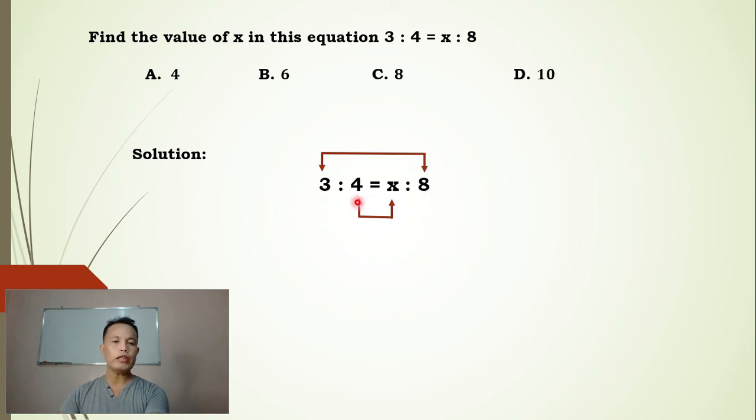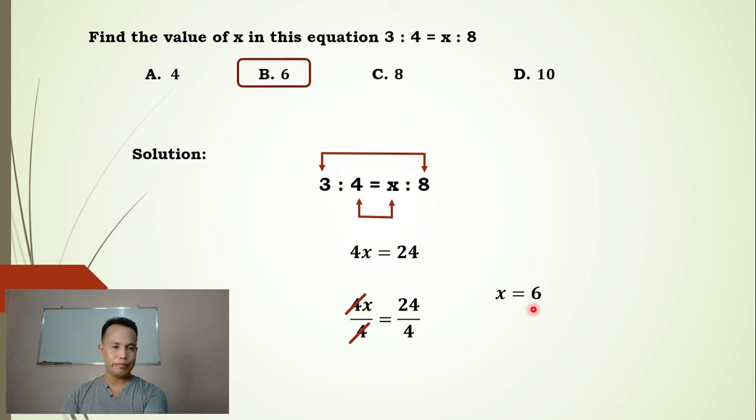When we multiply, 4 times x is 4x, and 3 times 8 is equal to 24. Since we are going to solve for the value of x, we divide both sides of the equation by 4 to eliminate the 4 as the coefficient of x. We cancel out the 4 and divide 24 by 4. So x is equal to 6. Our correct answer is letter B.